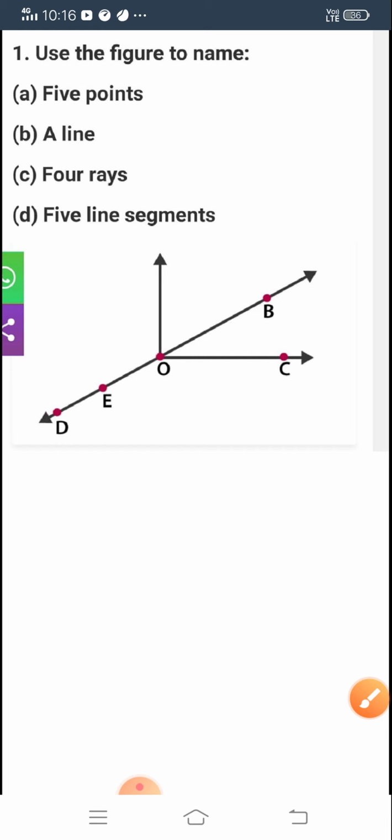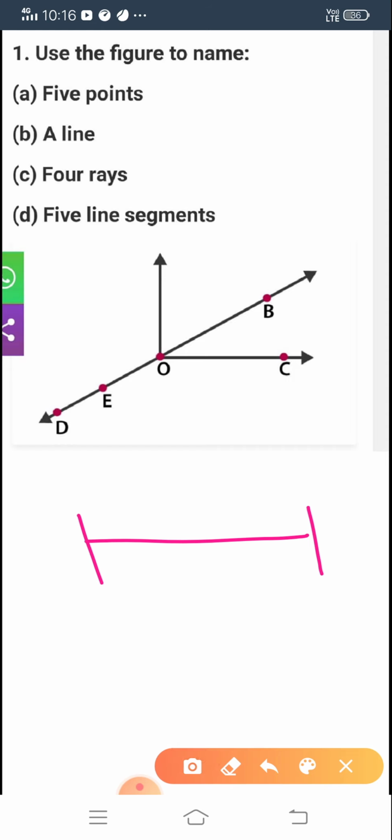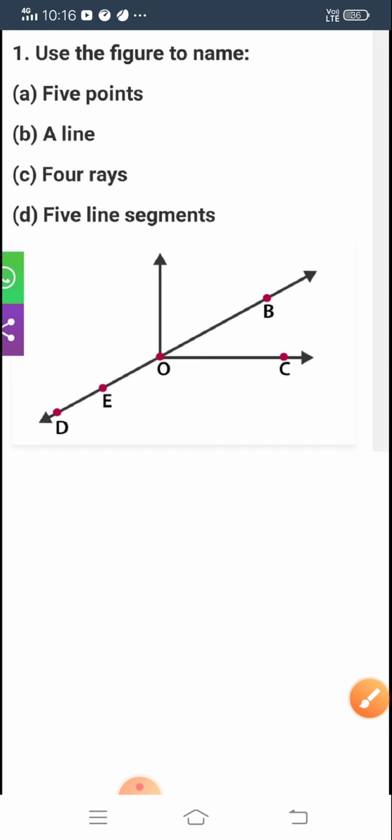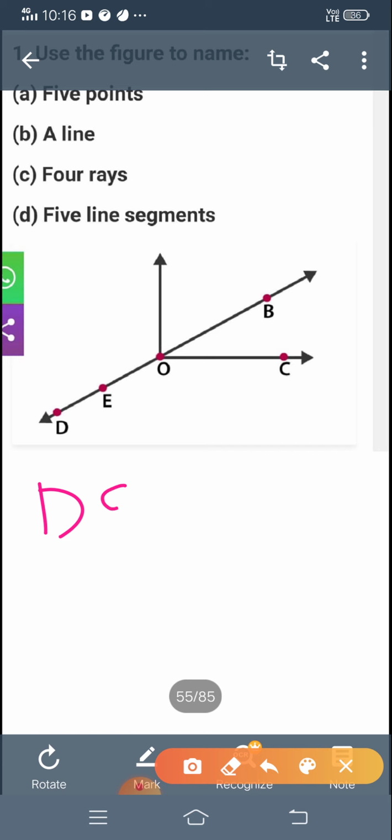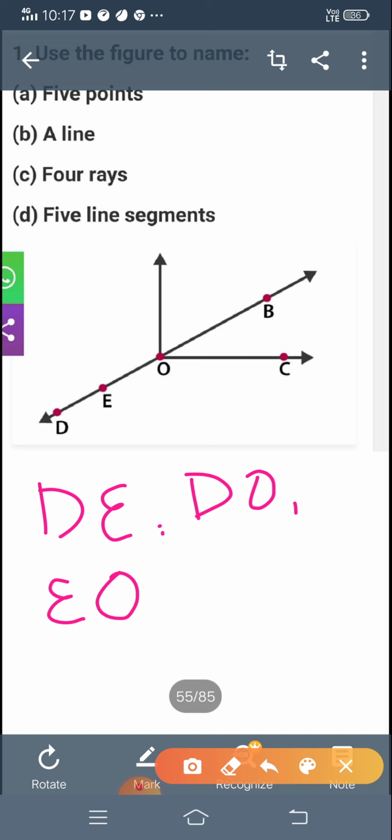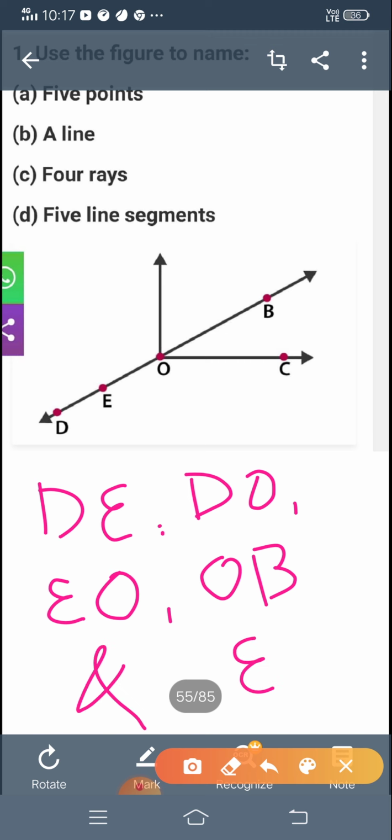Okay, next one, that is 5 line segments. What do you mean by line segment? You know, a line segment means there is an end point on both sides. End point on both sides. So which are those? First one, that is DE, DO and EO, OB and EB. These are some possibilities.